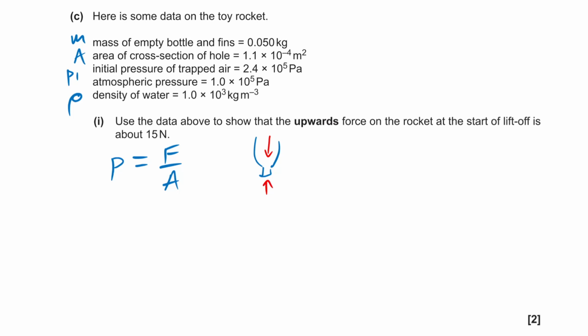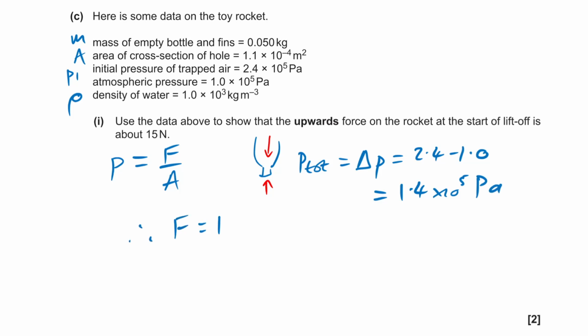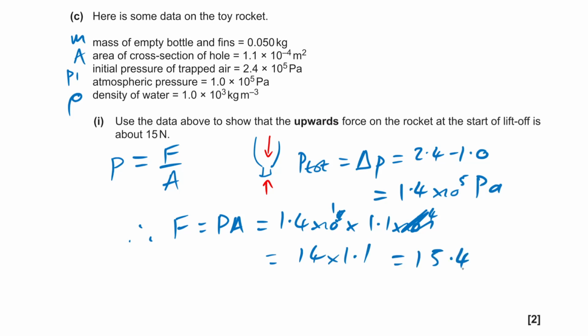Not as much, but the point is that we can't say the pressure pushing downwards is that 2.4 times 10 to the 5. We have to use the resultant pressure, the difference in pressure: 2.4 take away the 1 times 10 to the 5 for atmospheric pressure. That gives us 1.4 times 10 to the 5 pascals. Force is equal to pressure times area, so 1.4 times 10 to the 5 times the cross-sectional area, 1.1 times 10 to the minus 4. These cancel, so we end up with basically 14 times 1.1, which gives us 15.4 newtons.